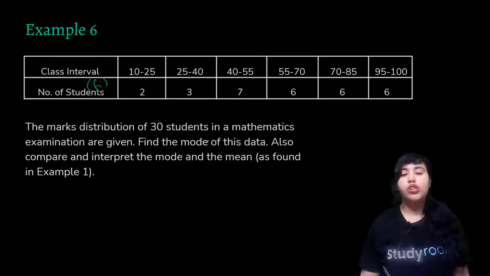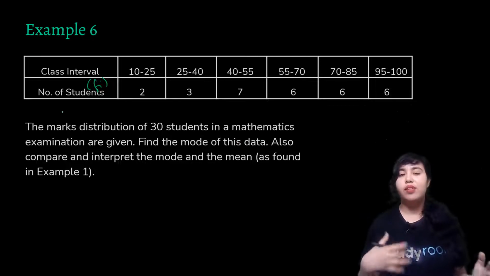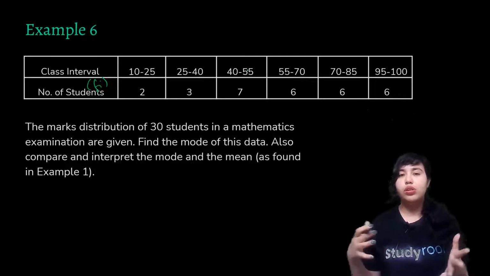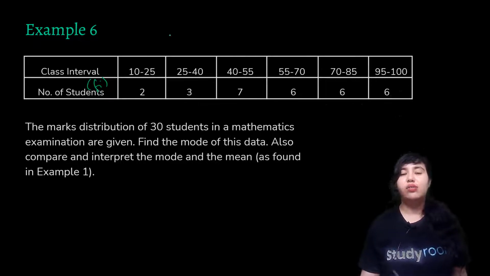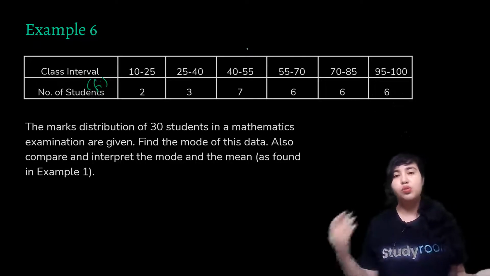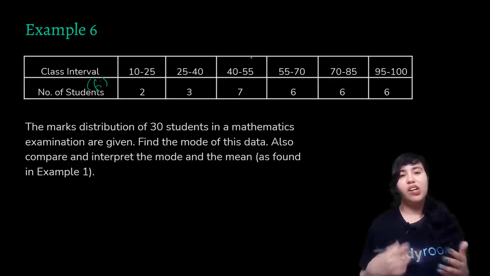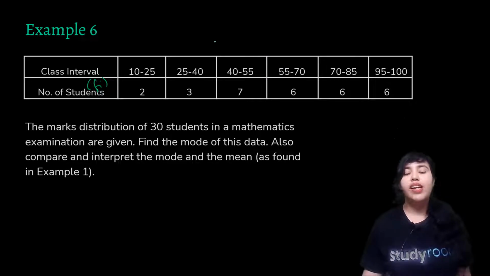What you need to do is find out the mode of this data. This is the same example where we were talking about students and their marks, and we discussed it by ungrouped data and grouped data. We found out its mean also. We just need to find out the mode in this case. To find the mode, you need to identify the maximum frequency.